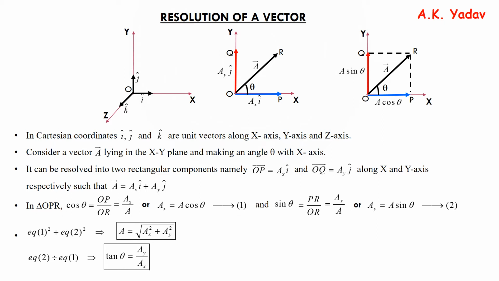In the previous slide, we were finding the magnitude and direction by using these two things, which is A equal to under root of Ax square plus Ay square for magnitude and tan theta equal to Ay by Ax for direction. Now, let us understand the concept of resolution of vectors with the help of a few examples. That is the applications of resolution of vectors.